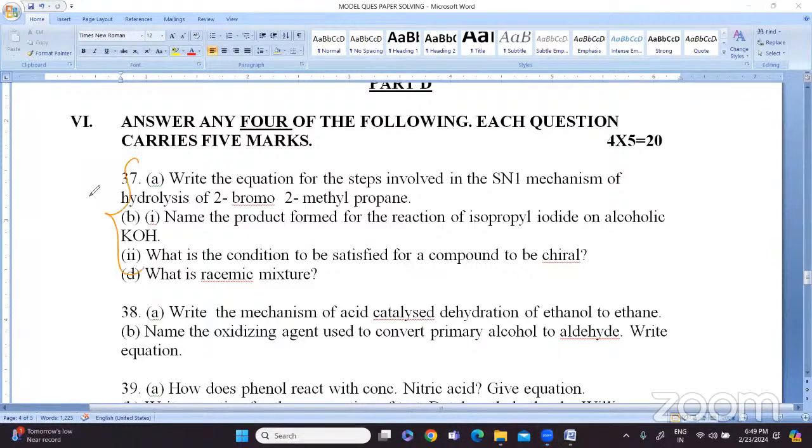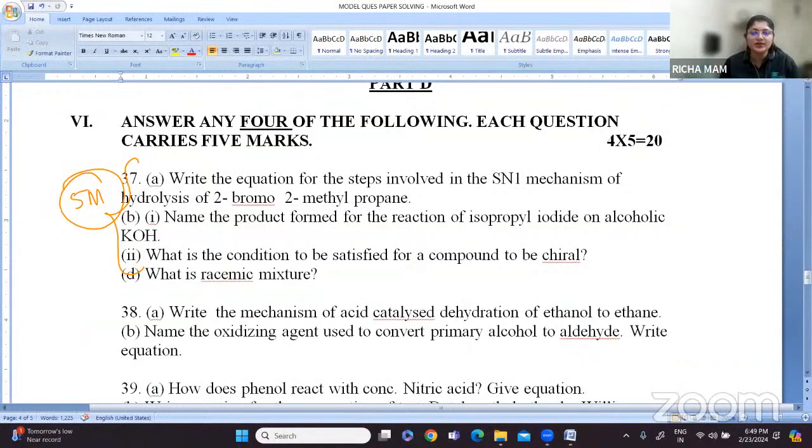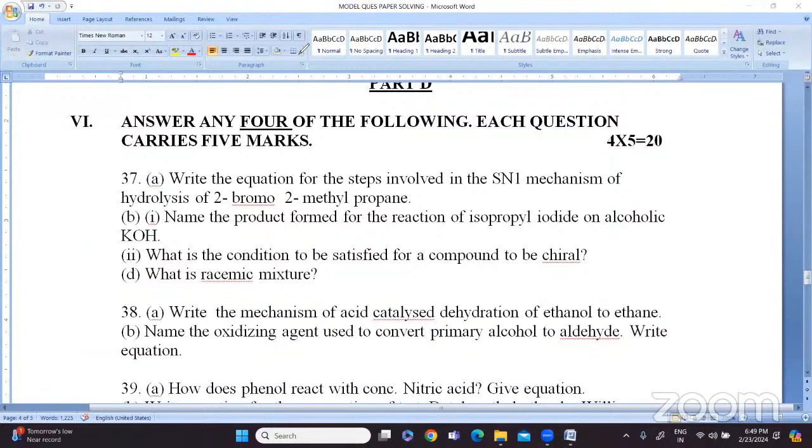As I have discussed from the first class itself, you will not get a direct 5 marks question in organic chemistry. Either 2 plus 2 plus 1, or 3 plus 2, or 4 plus 1. The marks are distributed like that. So directly a 5 marks question you won't get. The marks are further distributed.